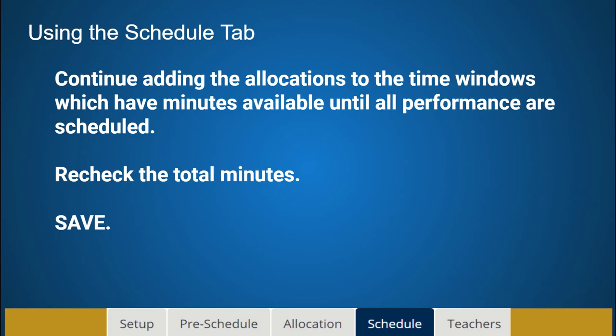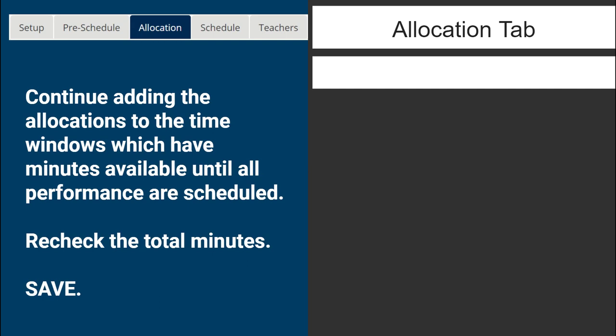Some issues which might arise is that when recompiling a schedule, the original allocated times may shift to earlier times. And to ensure that those specific times do not shift, consider assigning times to the confirmed performances in the pre-schedule tab.